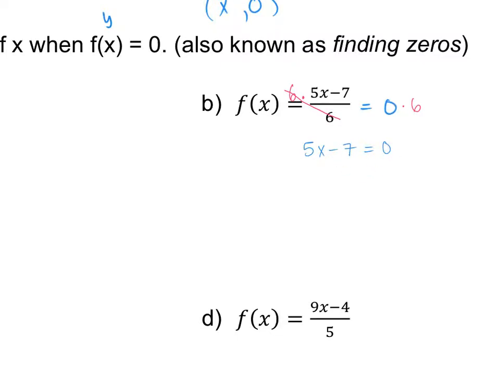I just have to get x by itself. So add 7 to both sides. This cancels. 5x equals 7. Divide by 5. Cancels. x equals 7 over 5. And we can't reduce that, so I'm just going to let it be that answer. And there we go.